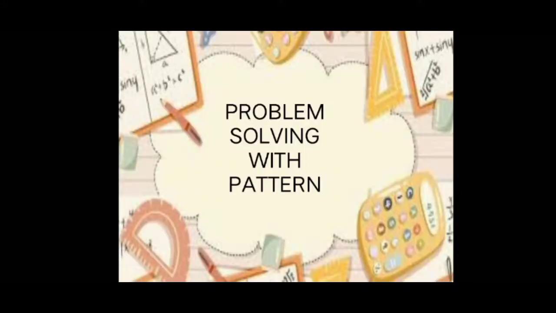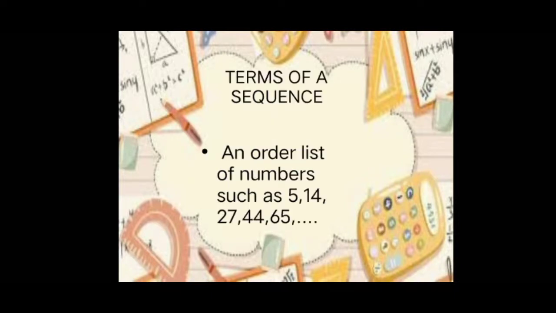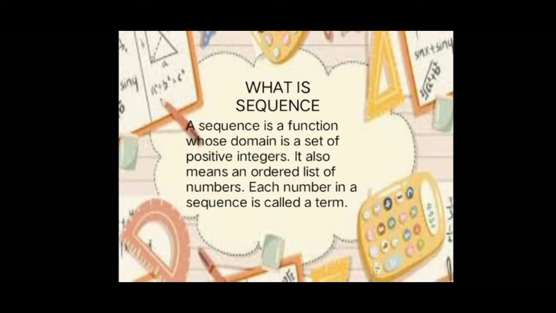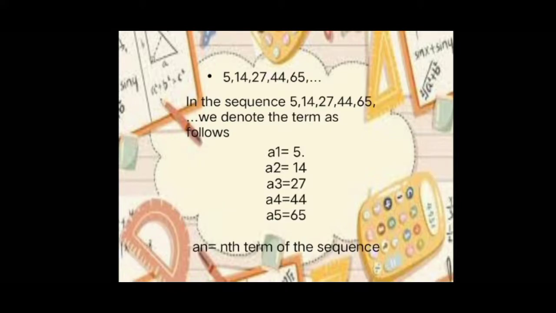Problem solving with pattern. Terms of a sequence, an ordered list of numbers such as 5, 14, 27, 44, and 65. So what is the next term? Before that, we just need to determine what a sequence is. A sequence is a function whose domain is a set of positive integers. It also means an ordered list of numbers. Each number in a sequence is called a term. So the problem is 5, 14, 27, 44, and 65. What is the next term?